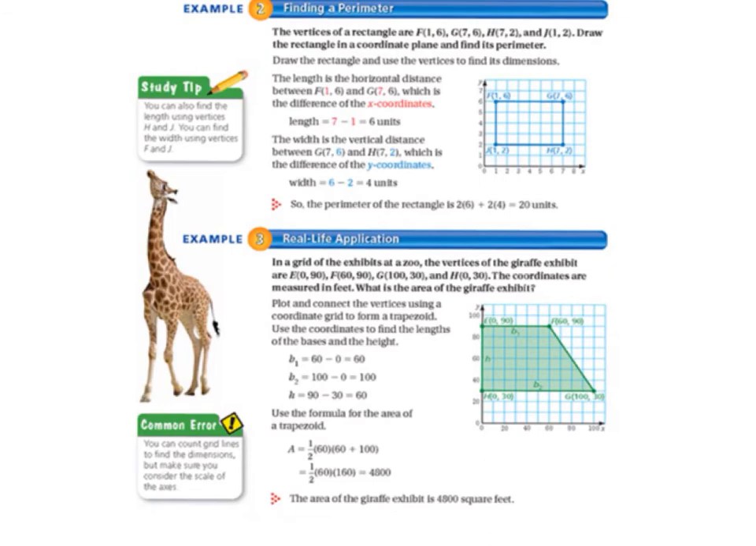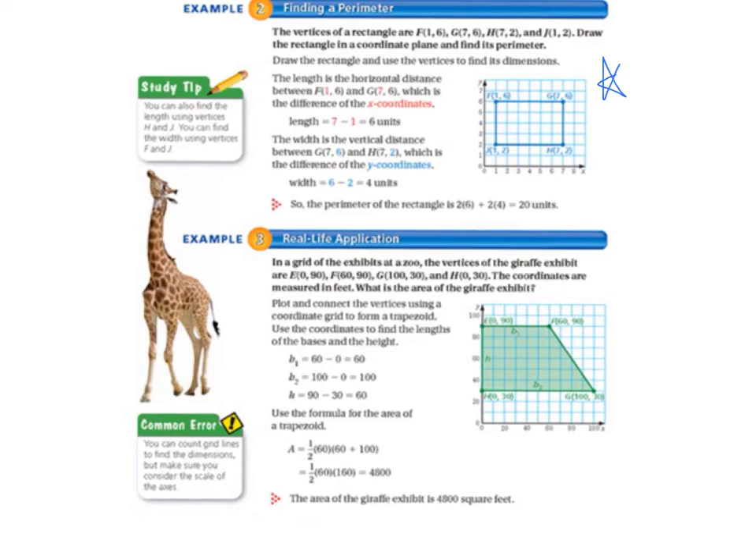Let's look at example 2, finding a perimeter. The vertices of a rectangle are F (1, 6), G (7, 6), H (7, 2), and J (1, 2). Draw the rectangle in a coordinate plane and find its perimeter. So that's done for us right here. Draw the rectangle and use the vertices to find its dimensions.